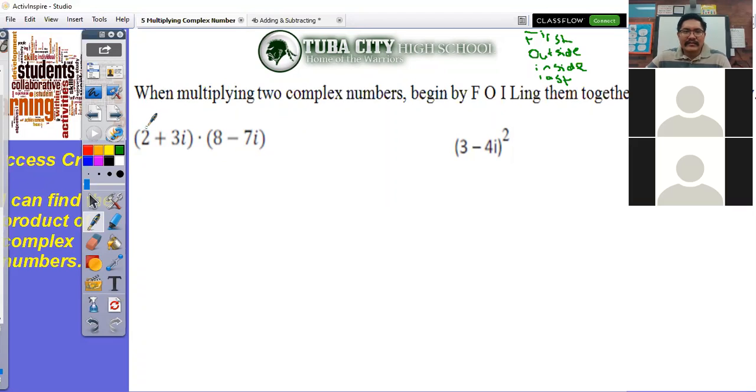Okay, so FOIL it out. First numbers, so 2 times 8 is 16. And outside numbers, so in this case I have 2 times negative 7i. And again, be careful with your signs when you're using FOIL because the signs will make a difference. 7 times 2 is 14i.